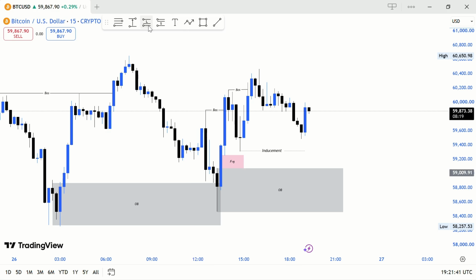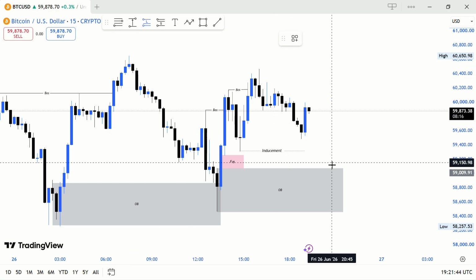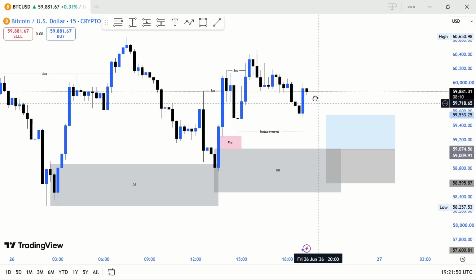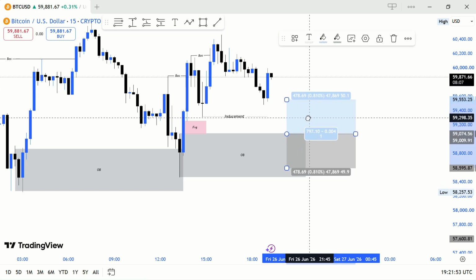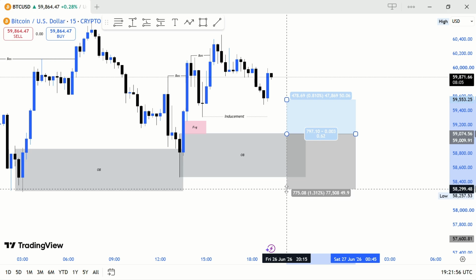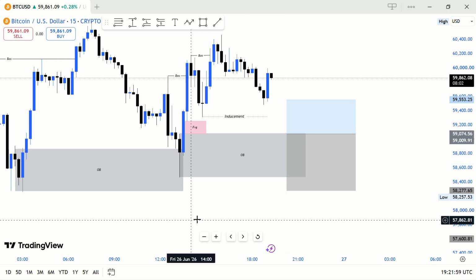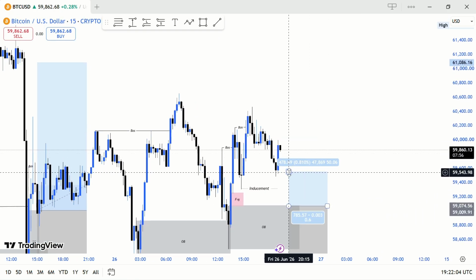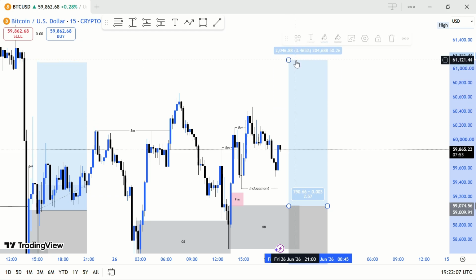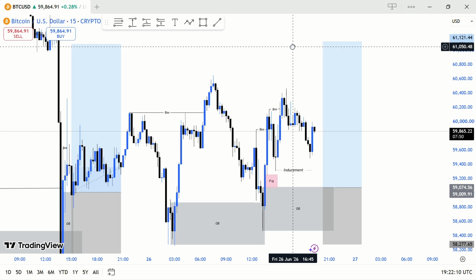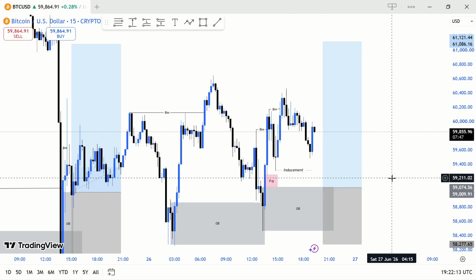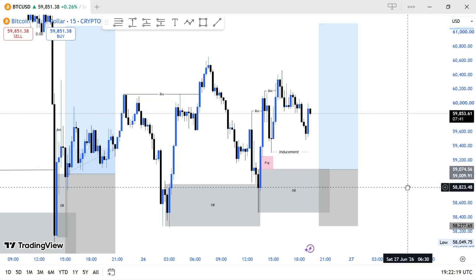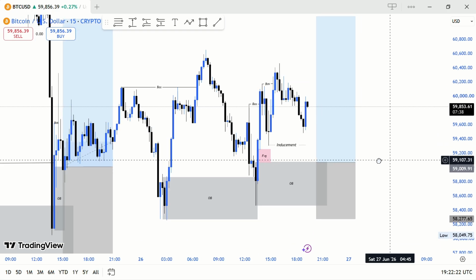So right now we should be anticipating a buy, which is a long position, from this region. Stop loss should be around this level, and our take profit should be this level. So guys, this is what we have for BTC. Currently BTC is still live. Take note, guys.